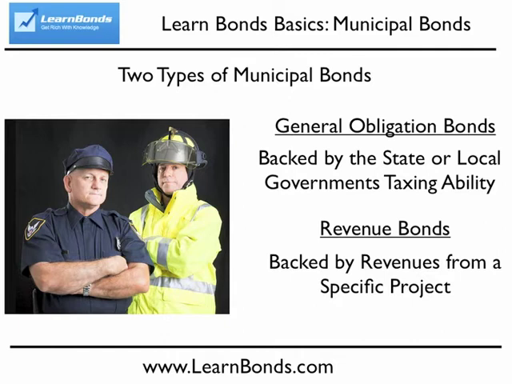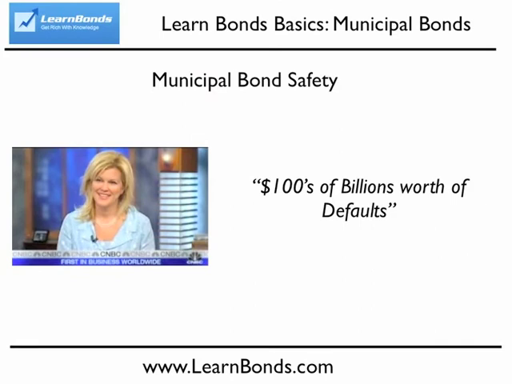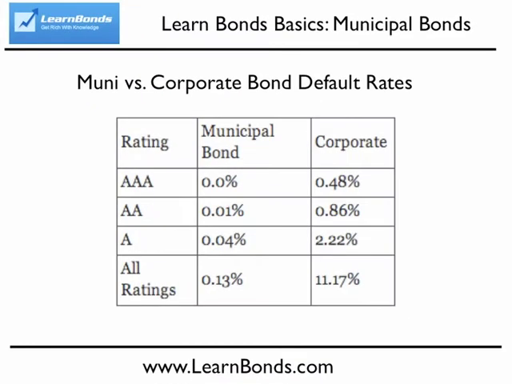Recently there have been a lot of questions surrounding the safety of municipal bonds. In 2010, Meredith Whitney came out with a report saying there would be hundreds of billions of dollars worth of defaults over the next year. She was dead wrong. Here's a table showing the default rate of rated municipal bonds compared to rated corporate bonds. As you can see from the table, the municipal bond default rate for rated bonds is only a fraction of a percent.